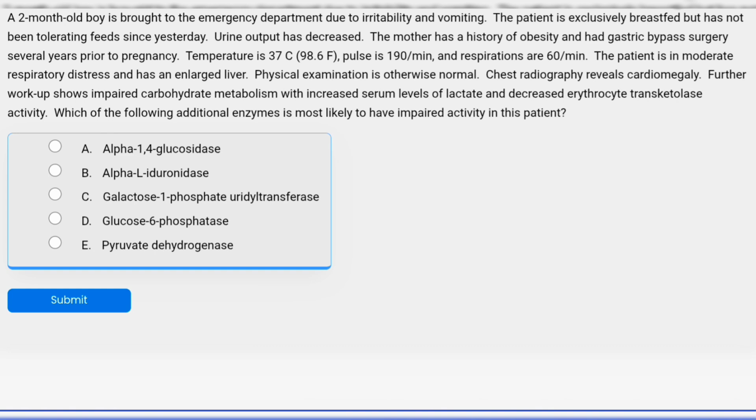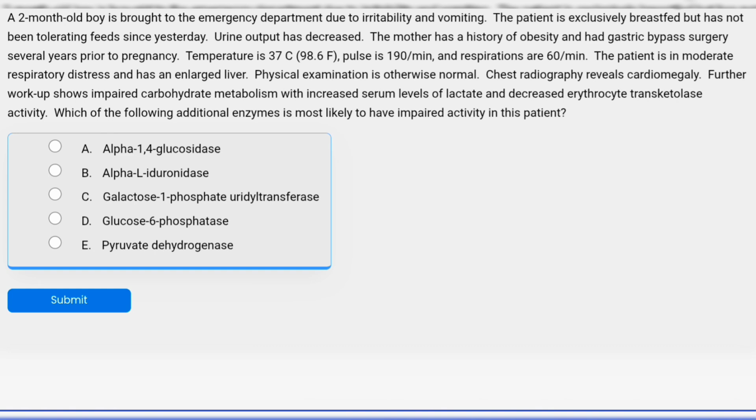Further workup shows impaired carbohydrate metabolism, with increased serum levels of lactate and decreased erythrocyte transketolase activity. So here are two main and very important points. First, building up of lactate, and second, decreased activity of transketolase enzyme, which are two main important things for us. So which of the following additional enzymes is most likely to have impaired activity in this patient? In addition to decreased activity of transketolase, which other enzyme is also decreased in activity?